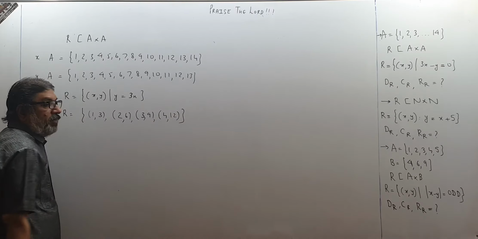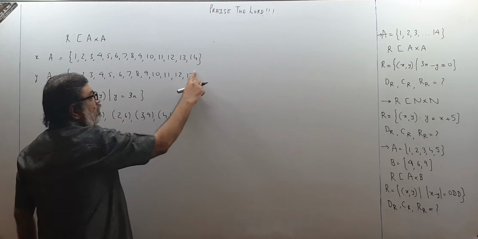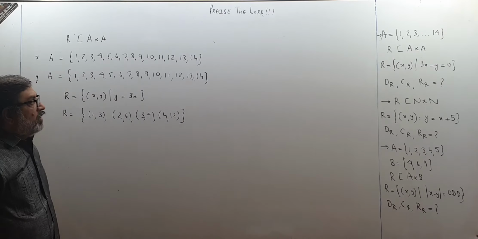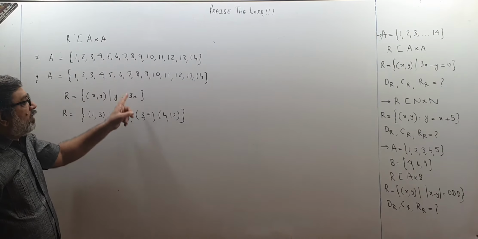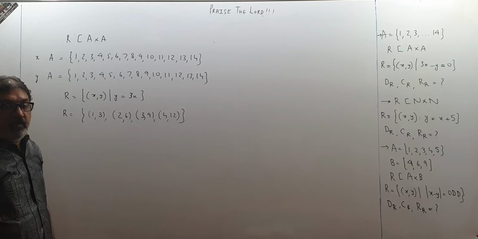I cannot take any other elements because if I pick X as 5, 3 fives are 15, 15 is not here. Oh sorry, it should be up to 14. 15 is not over here. Similarly, X cannot be taken as 6 because 3 times 6 is 18, which I don't have. That means these are the only elements of R, only 4 elements are there.